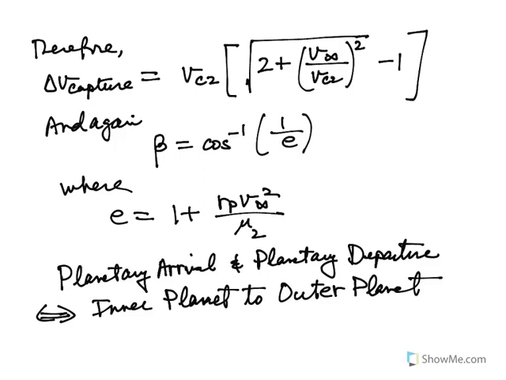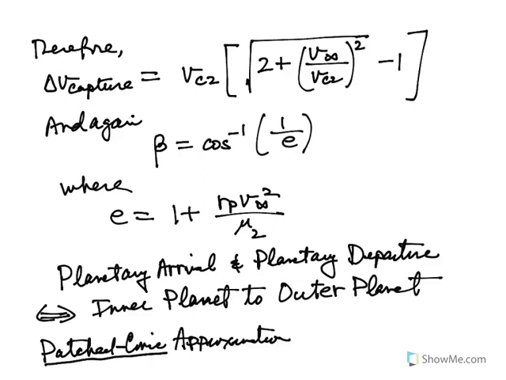So this is what's called the Patched-Conic Approximation, and it's a way of bridging together the conditions for a planetary escape and a planetary capture, so a departure and a capture. That's the idea, and that's where we're going to end this particular lecture.